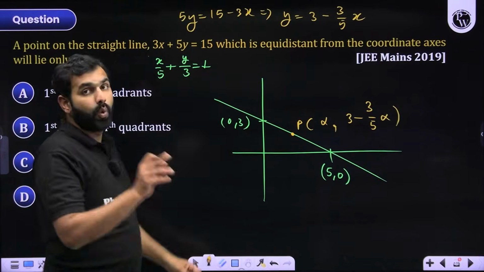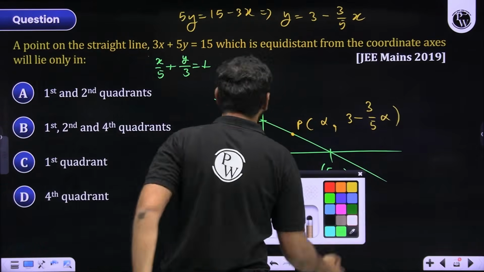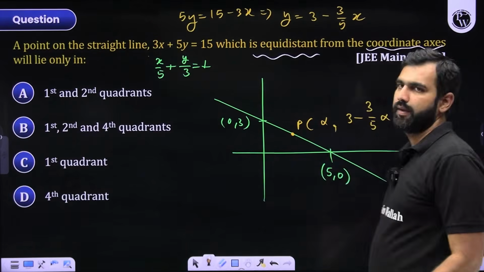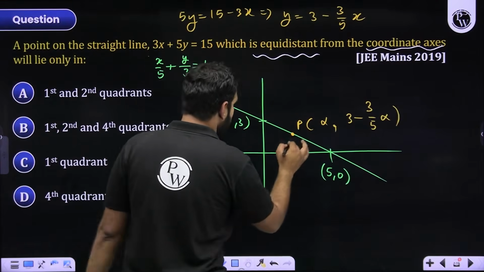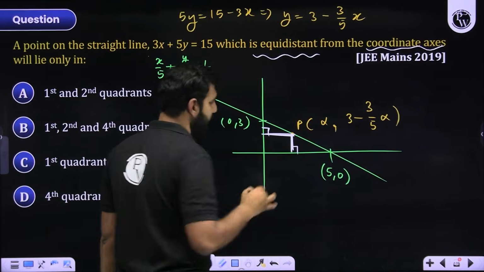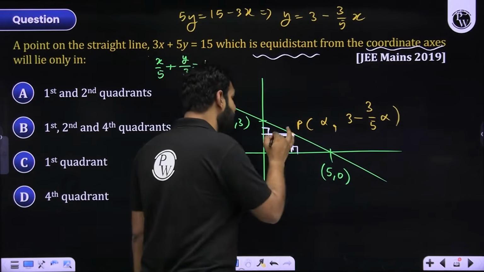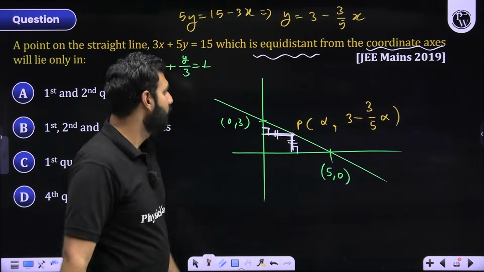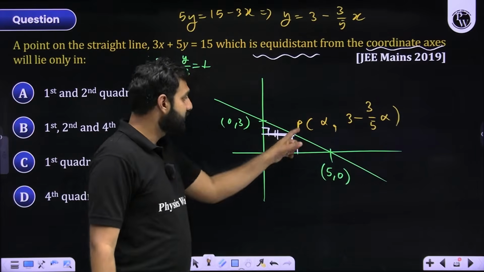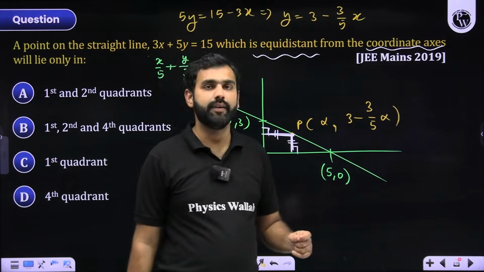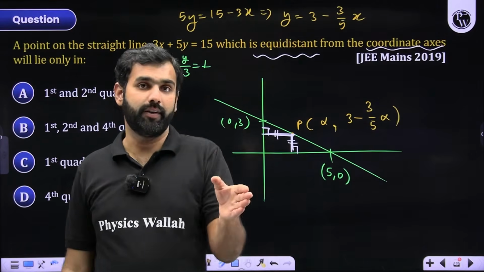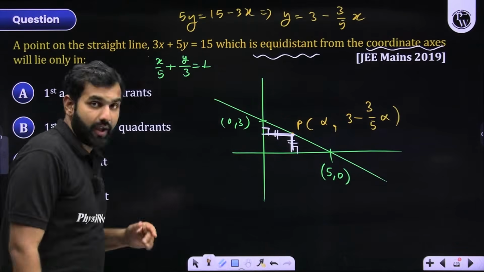Great. What are we told? We are told that this point is equidistant from the coordinate axes. Can you help me with the distance of this point from the x-axis? Can you help me with the distance of this point from the y-axis? We know that the distance of this point from the x-axis will be its y-coordinate. The distance of this point from the y-axis will be its x-coordinate. So if this point is equidistant, then these coordinates should be equal, x-coordinate to y-coordinate. I hope you're understanding it. I hope there is no confusion on that.